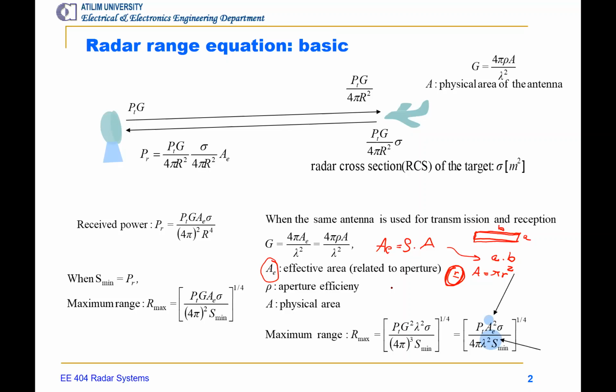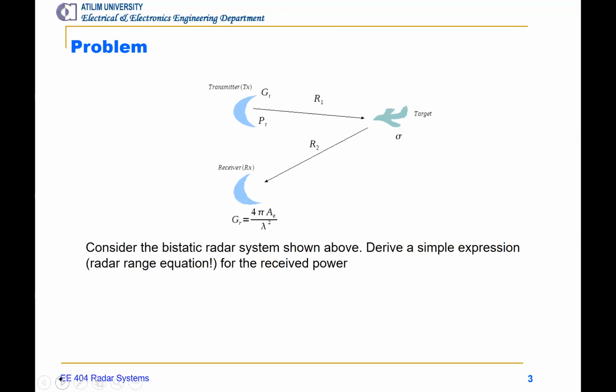Now, next here, we are going to deal with this parameter, minimum detectable signal, and we try to relate this parameter with the receiver that we are going to use. Before that, let's see a bistatic radar system and simply give some hints on how to derive the radar range equation for this system.